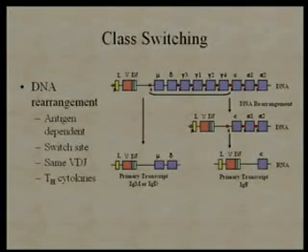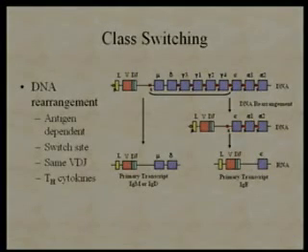And what's the advantage of that, again? Why would the cell want to switch to a different class? What advantage is it? It changes the effector functions. You can keep the same specificity but change the effector functions, okay? So this would now be an IgE molecule that's being made.